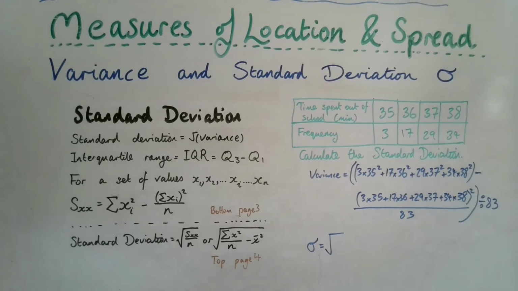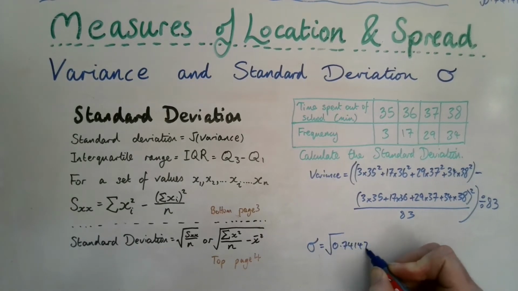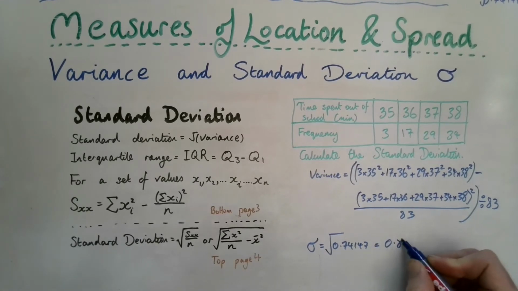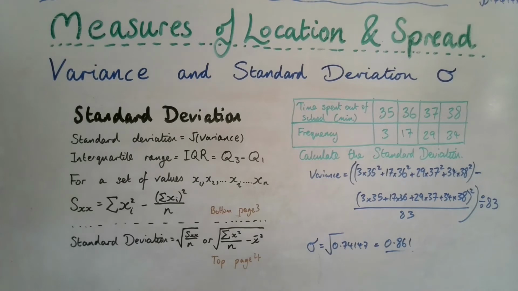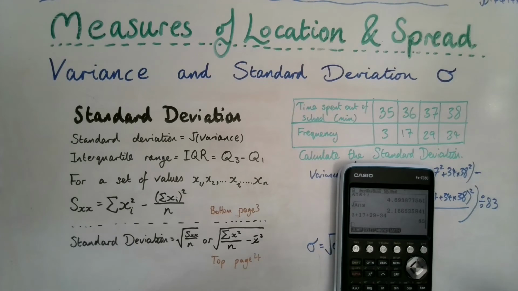So if you plug all of that into your calculator, you should get 0.74147. Square root that should give you 0.861. However, entering all of that's a real pain, isn't it? So let's have a little look at how we would do it using the calculator.